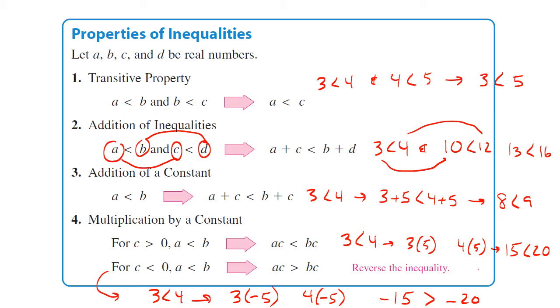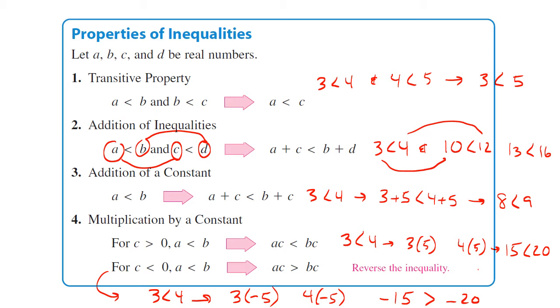3 less than 4? Yes, that is true. Multiply both sides by a negative 5 this time. So negative 5 times 3 is negative 15, last time I checked. And 4 times negative 5 is negative 20. And the question is this: negative 15 is less than negative 20, or negative 15 is greater than negative 20? With negative numbers, I think you guys know this, negative 15 would be greater than negative 20.